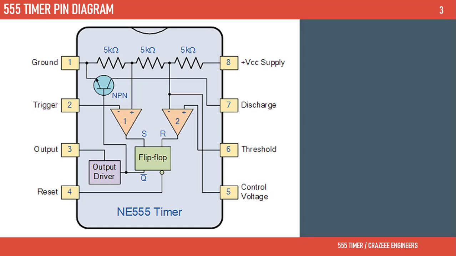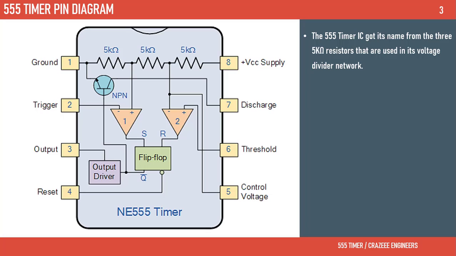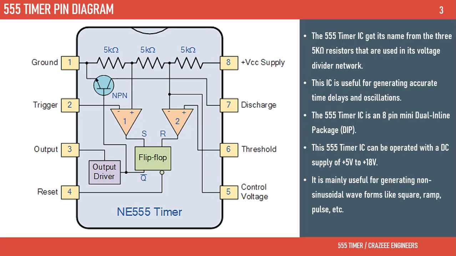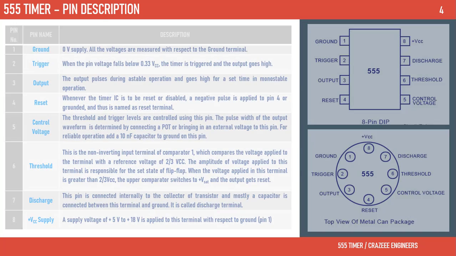555 timer pin diagram. The 555 timer IC got its name from the three 5 kilo ohm resistors that are used in its voltage divider network. This IC is useful for generating accurate time delays and oscillations. The 555 timer IC is an 8-pin mini dual inline package, DIP. This 555 timer IC can be operated with a DC supply of +5 volt to +18 volt. It is mainly useful for generating non-sinusoidal waveforms like square, ramp, pulse, etc. 555 timer pin description is shown below.